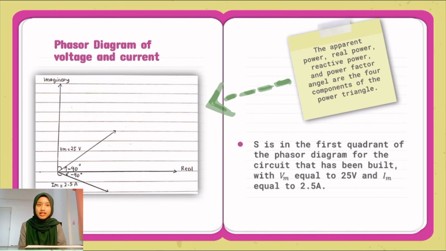This necessitates a negative resistance load impedance, which is attainable with active circuits. For the circuit that we built, S is in the first quadrant of the phasor diagram, with Vm equal to 25 volt and Im equal to 2.5 ampere.